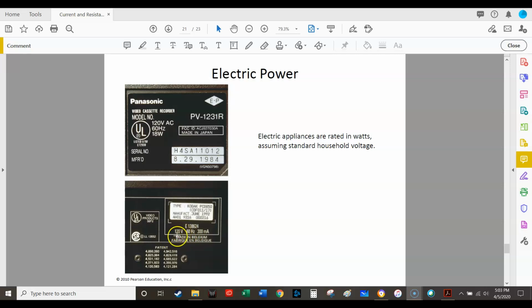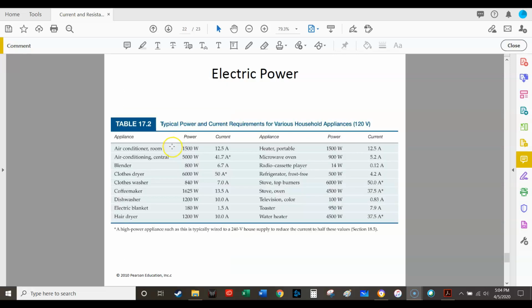So this is a big object. It must be some type of electronic equipment, a recorder or something. Oh, yeah, it is right here. So it needs 120 volts to power it, and it needs 18 watts of energy to run it. Okay. So different objects have a different power need.